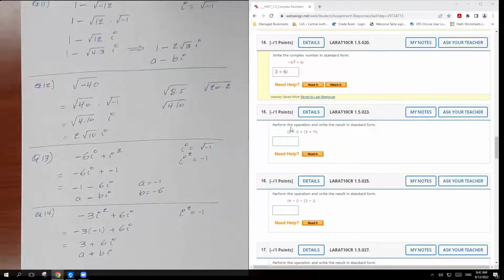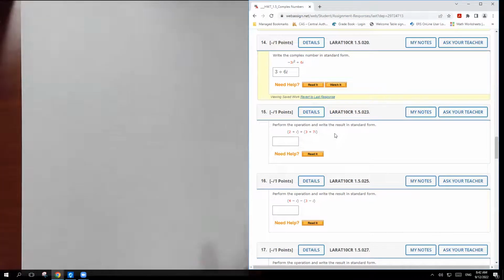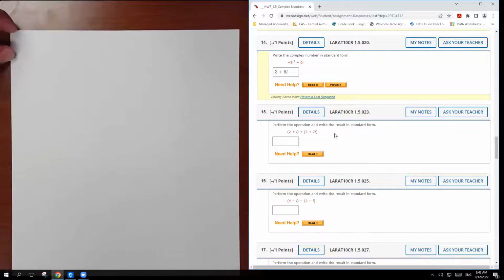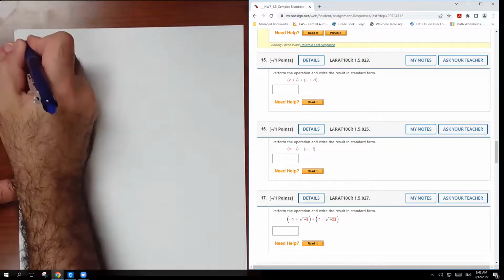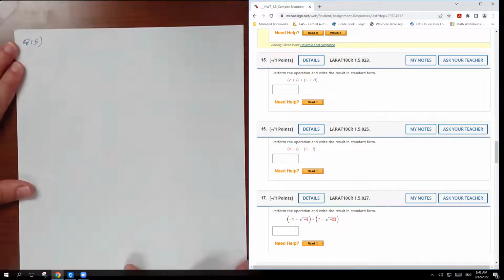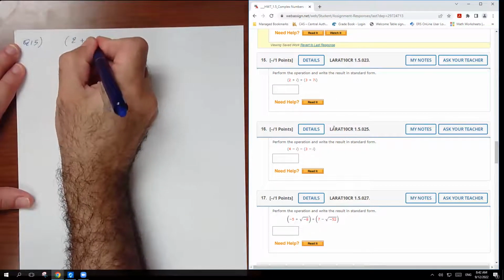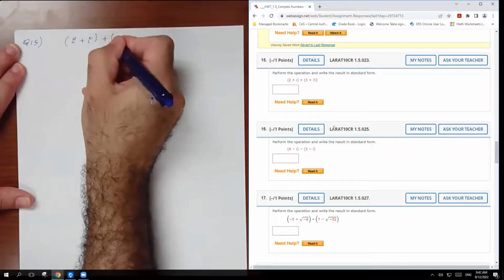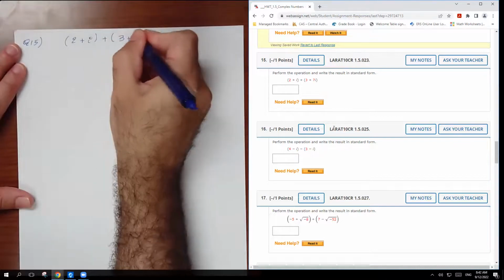Question 15, perform the operation and write down the result. Now we have addition between two complex numbers. We're just going to add the real part and then add the imaginary part. So question 15 is going to be 2 plus i, plus, that means you're going to add another complex number, 3 plus 7i.